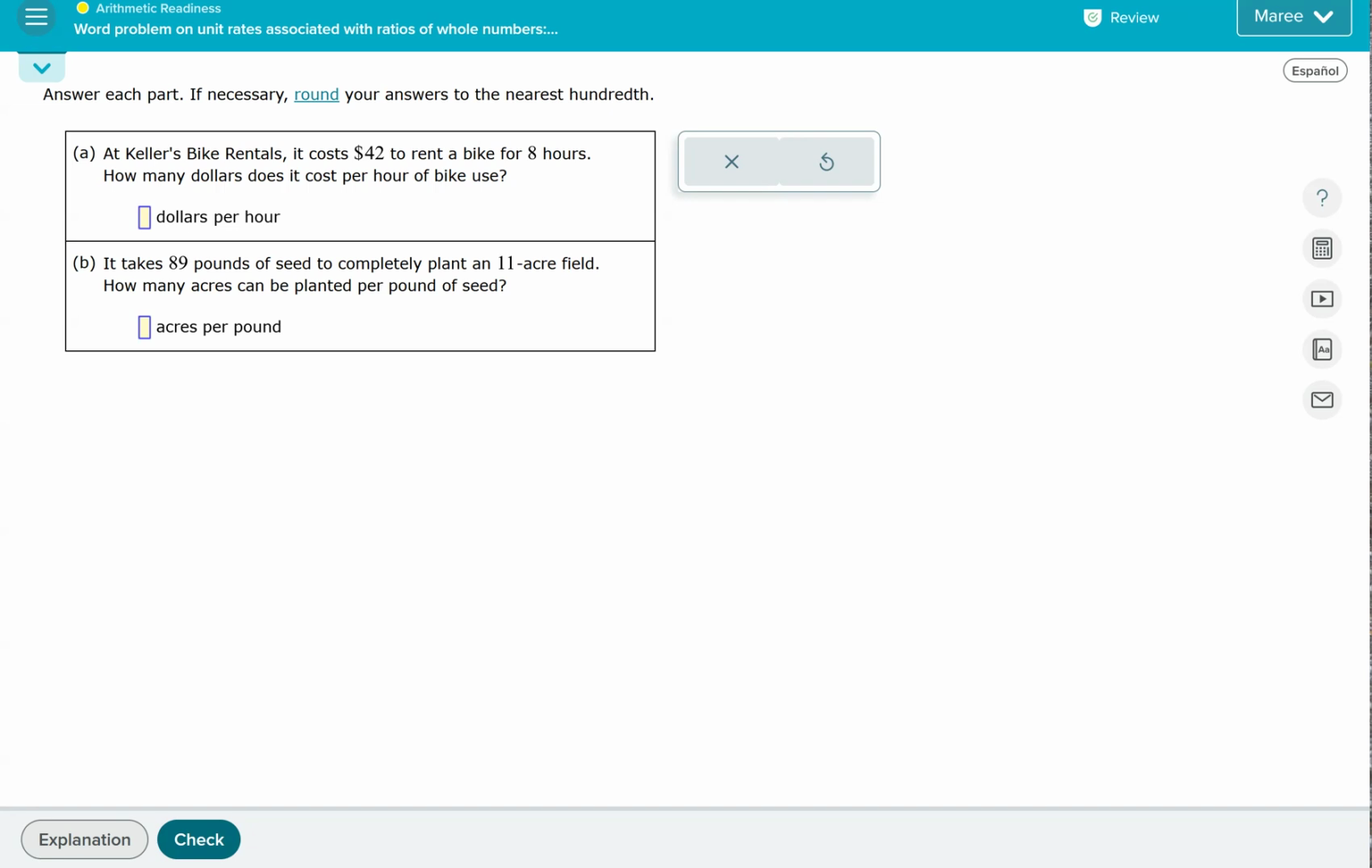You know what's so cool? This word per means divided by. Boom, that's going to be helpful because we want to do dollars. We want to divide that by the number of hours.